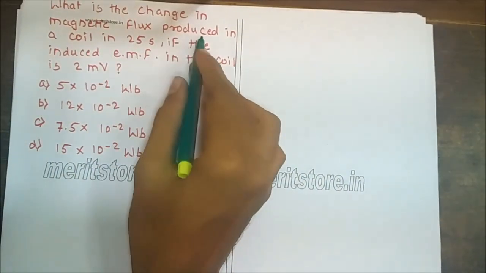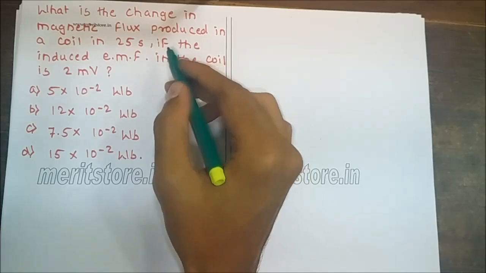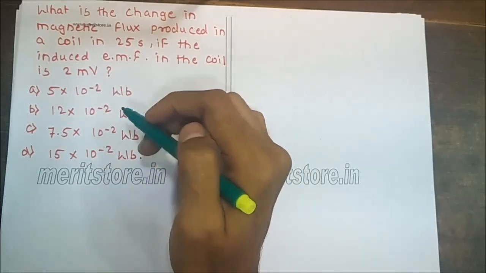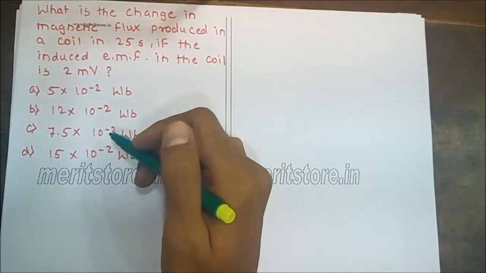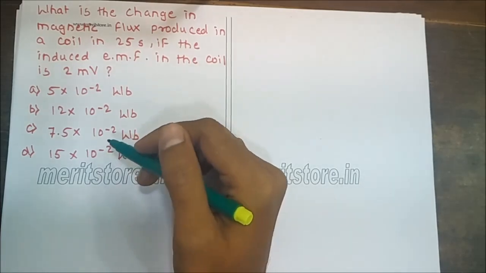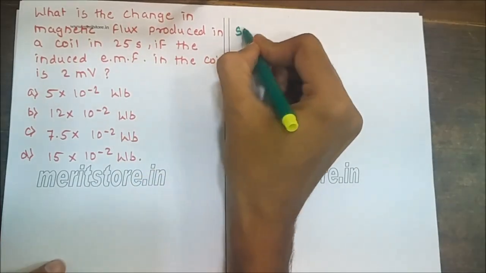What is the change in the magnetic flux produced in a coil in 25 seconds if the induced EMF in the coil is 2 millivolt? 5 into 10 raised to minus 2 Weber, 12 into 10 raised to minus 2 Weber, 7.5 into 10 raised to minus 2 Weber, or 15 into 10 raised to minus 2 Weber.